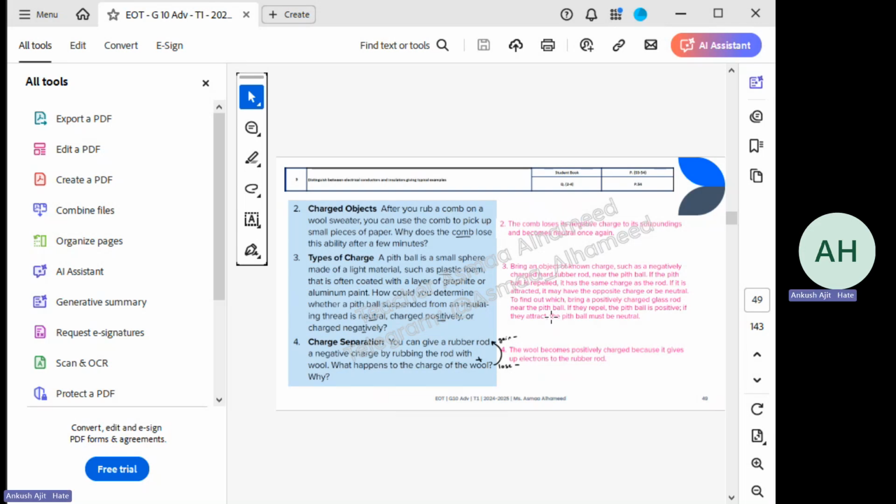or be neutral. To find out which, bring a positively charged glass rod near the pith ball. If they repel, the pith ball is positive. If they attract, the pith ball must be neutral, they are saying. Okay. Next, charge separation. You can give a rubber rod a negative charge by rubbing the rubber with wool. What happens to the charge of the wool and why? The wool becomes positively charged because it gives up electrons to the rubber rod.